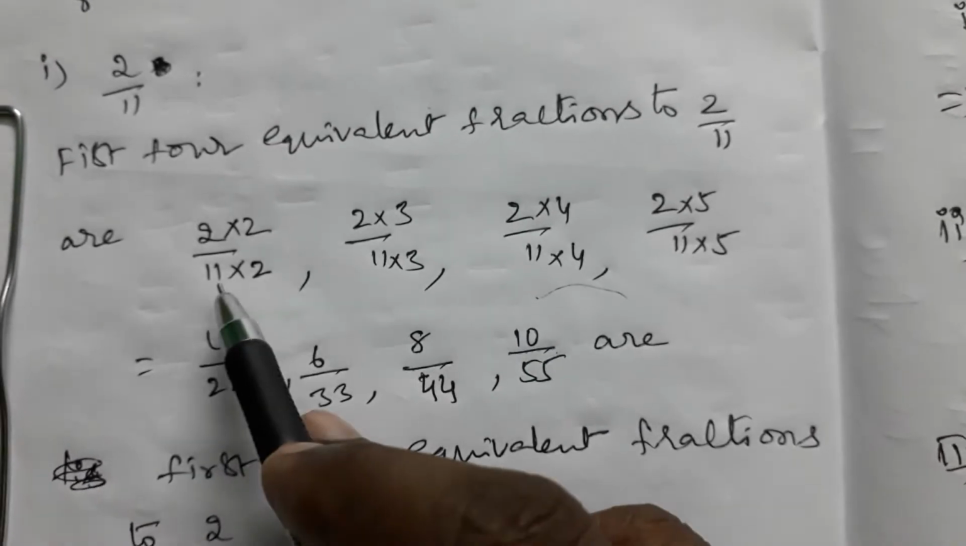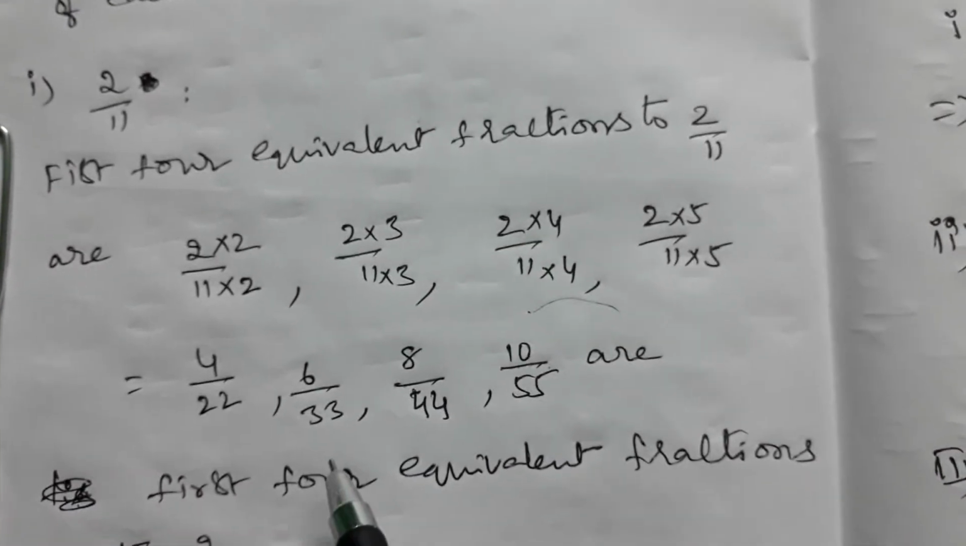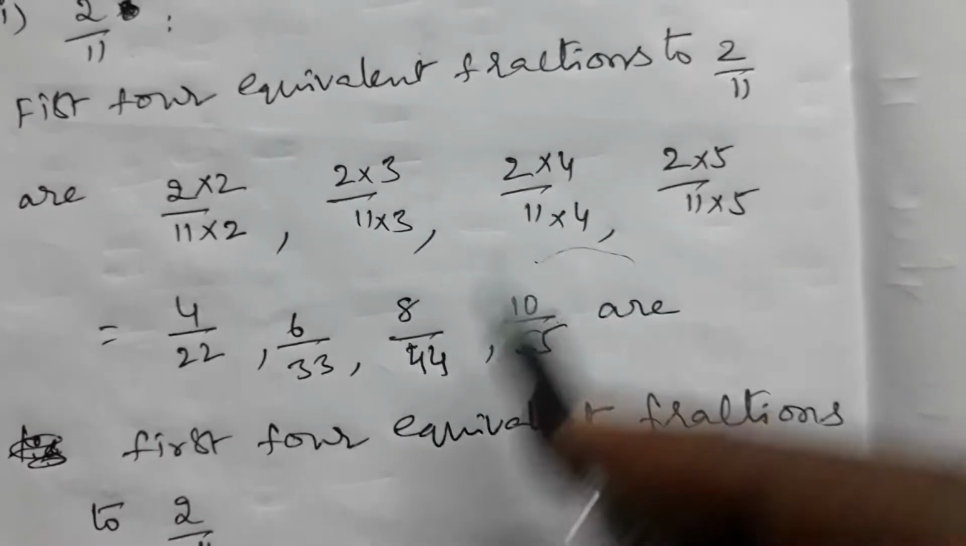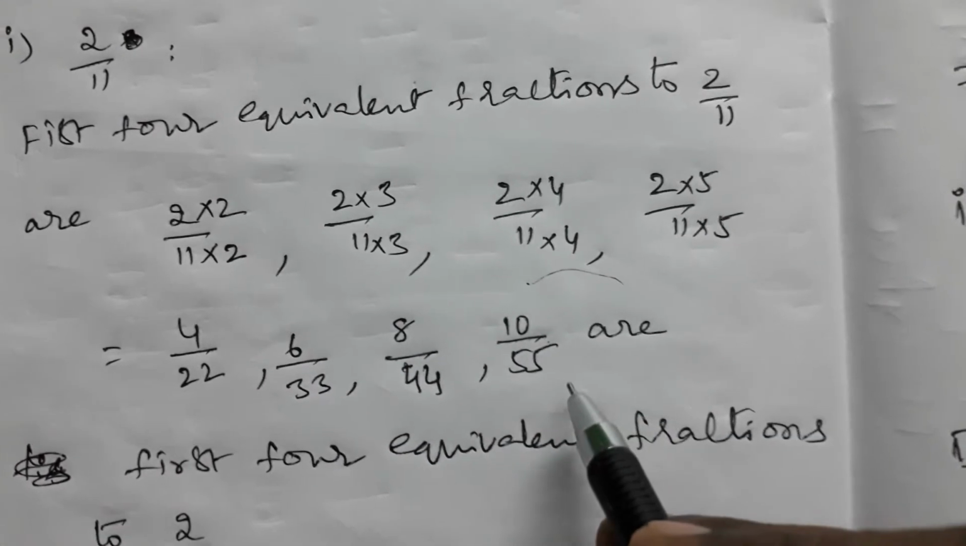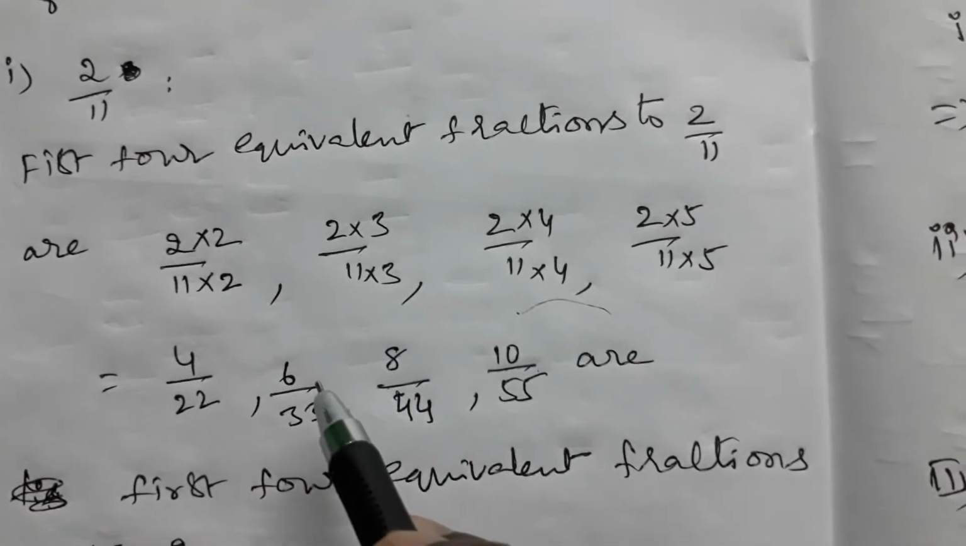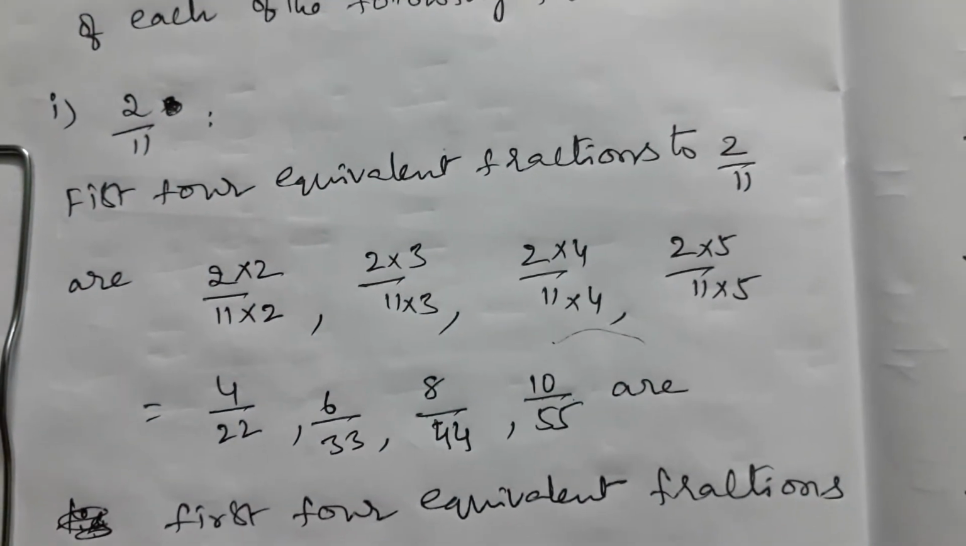So multiply: 2 twos are 4, 11 twos are 22, 2 threes are 6, 11 threes are 33, 2 fours are 8, 11 fours are 44, 2 fives are 10, 11 fives are 55. These are the first 4 equivalent fractions to 2 by 11.